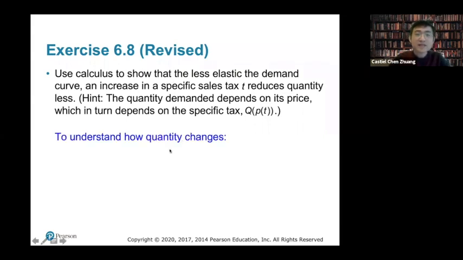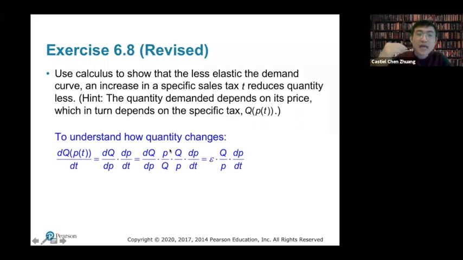So to prove this statement, just take the derivative of the quantity. That's part of the statement, right? You want to see how quantity changes with respect to T, the cause of the change of the quantity. So when you take the derivative, just use the chain rule. Now it becomes dq over dp times dp over dt. So that's just the chain rule.